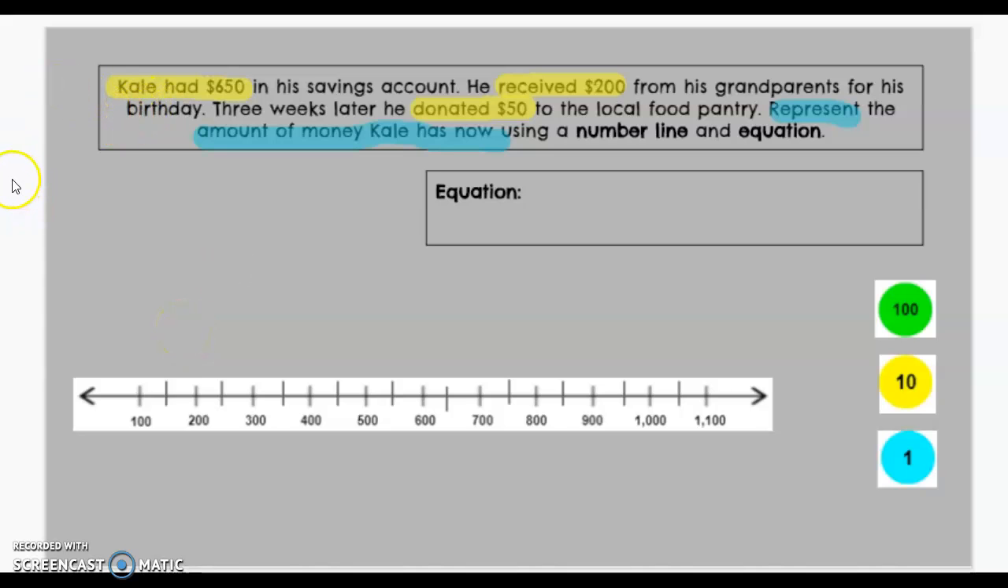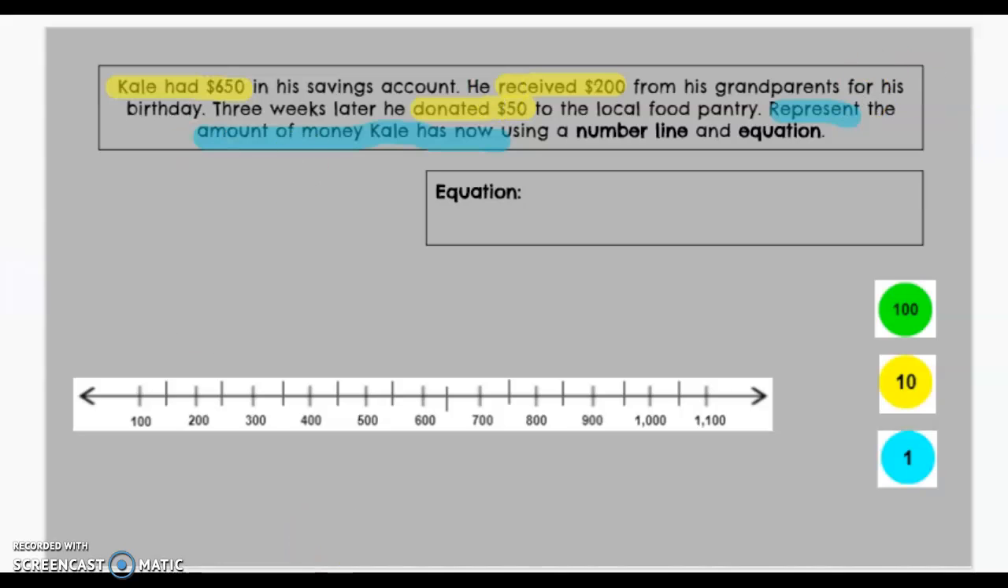To donate means to give away. Sometimes you guys donate cans for the canned food drive. That means you're giving people cans. You don't have those anymore. He donated $50. He doesn't have $50 anymore, okay?